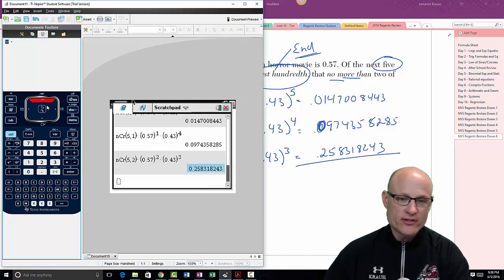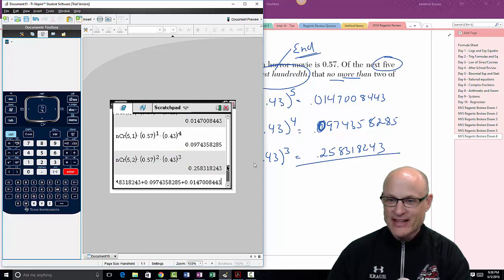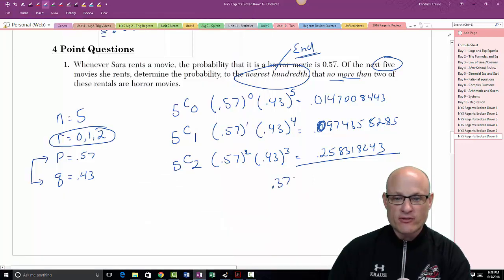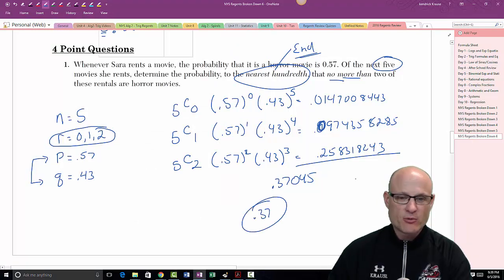So I just do this plus this. Notice that way I make sure, even if I hand wrote them down wrong, I'm not recopying these. I'm just getting the numbers off my calculator, and I get 0.37045. They said round to the nearest hundredth, so it's 0.37. Man, a lot of work for that problem.